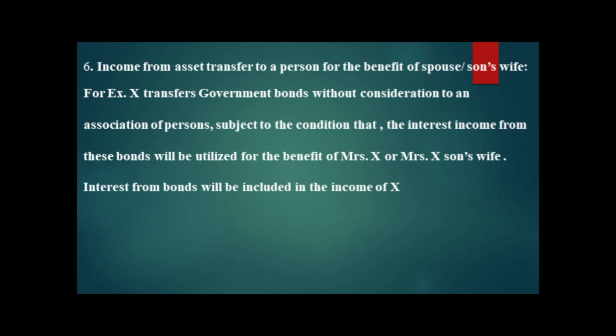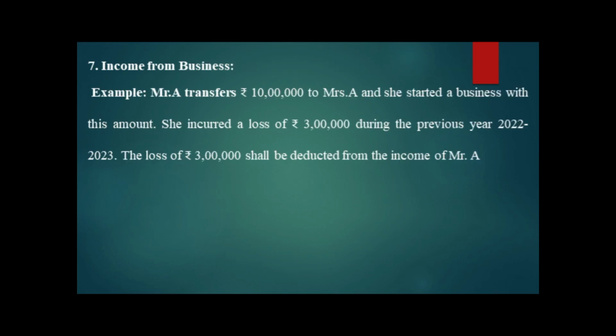Next one, income from asset transferred to a person for the benefit of the spouse or son's wife. In that case, an individual or an assessee transfers his assets to a person or association of persons for the benefit of the spouse or his son's wife, then the income arising from such asset will be taxable in the hands of the individual or assessee. For example, Mr. X transfers government bonds without consideration to an association of persons, subject to the condition that the interest income from these bonds will be utilized for the benefit of Mrs. X or Mrs. X's son's wife. The interest income from such bonds will be included in the income of Mr. X.